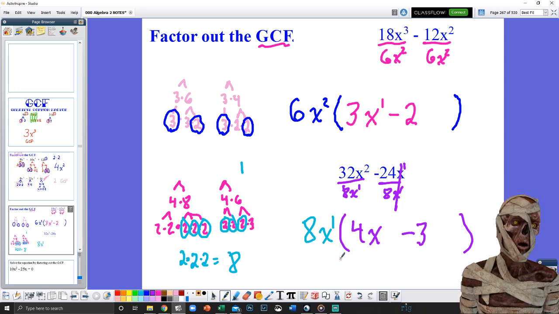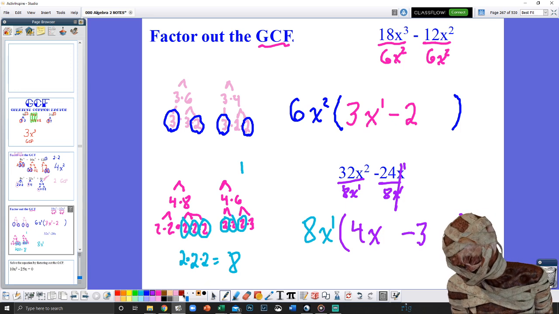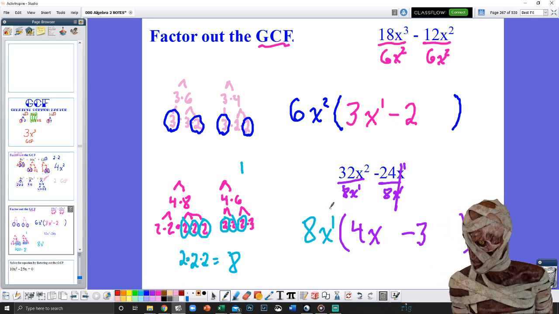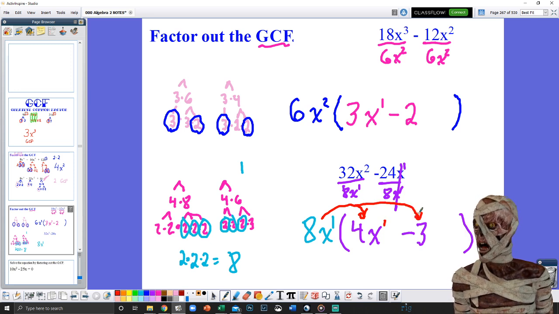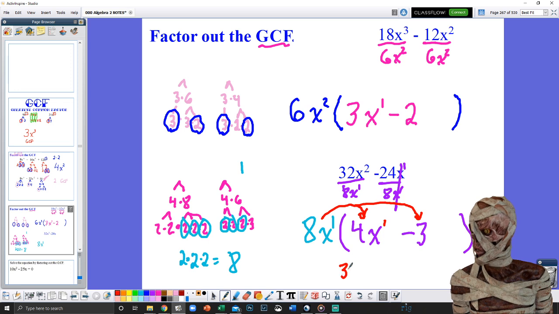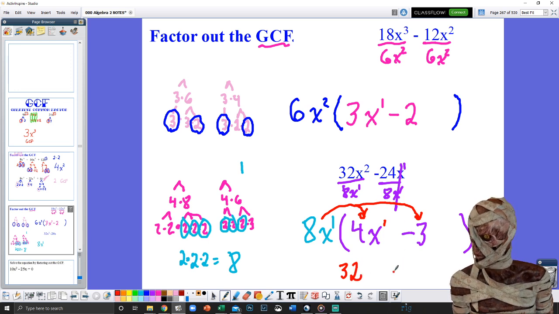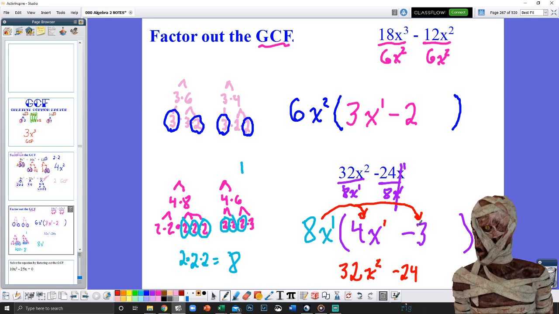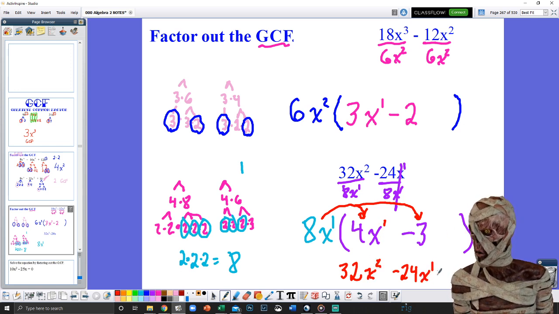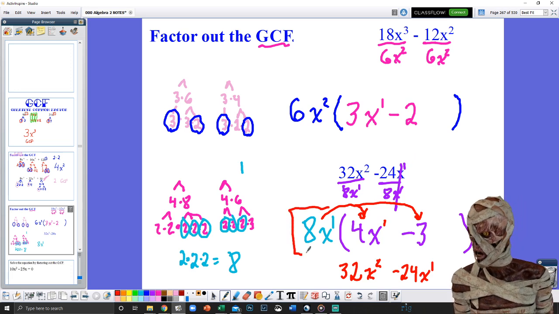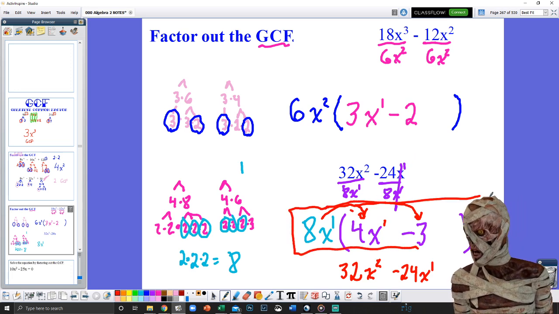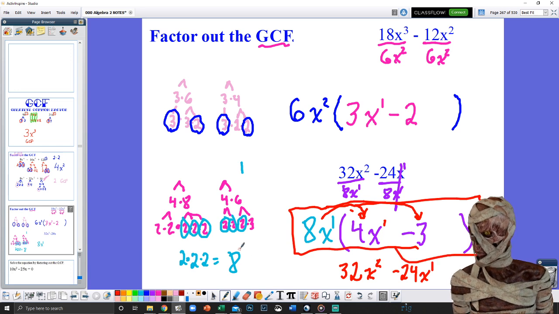Now, if you wanted to check your answer, it's so easy to do. Let me show you how. You know how to distribute, right? So I could distribute that into both of these. So 8 times 4 gives me 32. 8 times negative 3 is negative 24. 1 plus 1 gives me 2. And 1 plus nothing gives me 1. And look, that's what we started off with. That's just a way to check your answer to make sure you're doing it right. This right here really is the final answer.